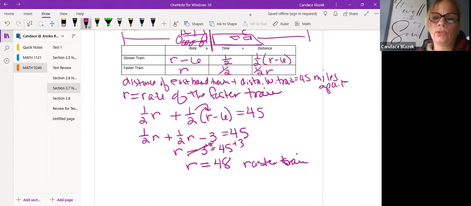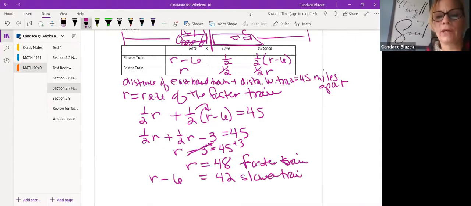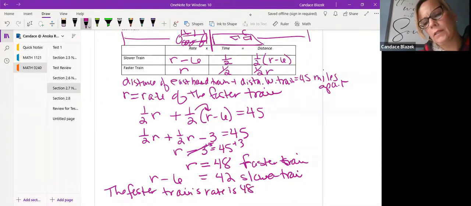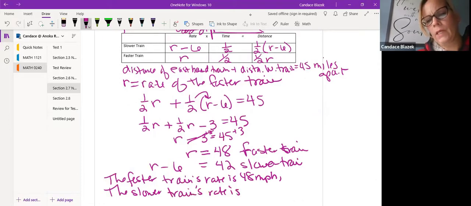R then equal to 48 minus 6 is equal to 42, and that is the slower train. To express my answer, I want us to find the rate of the train. The faster train's rate is 48 miles per hour. Slower train's rate is 42 miles per hour.